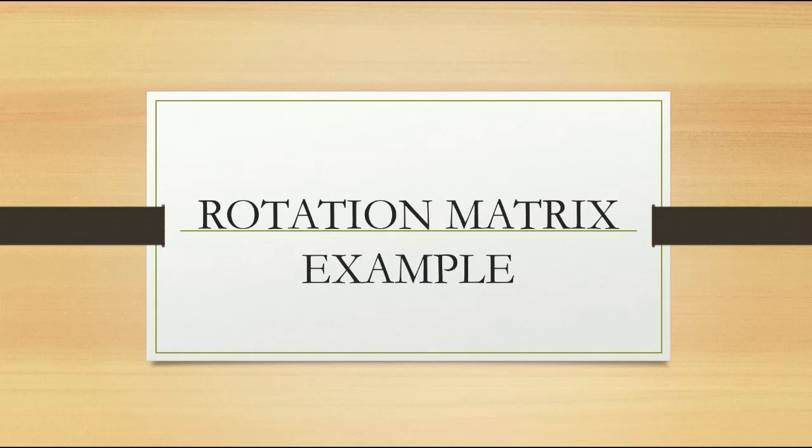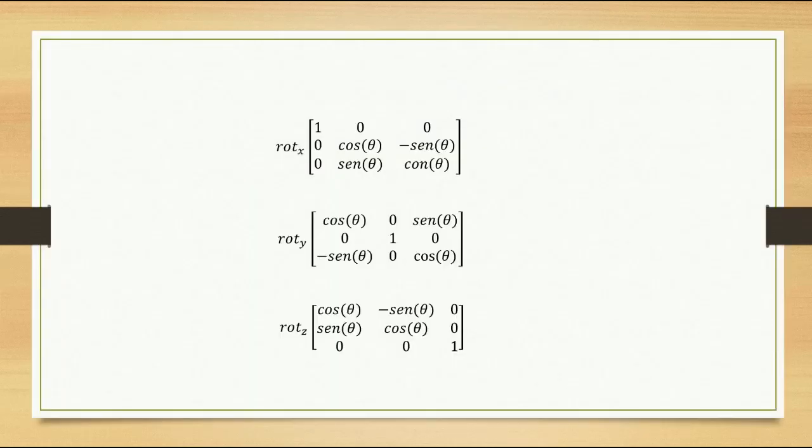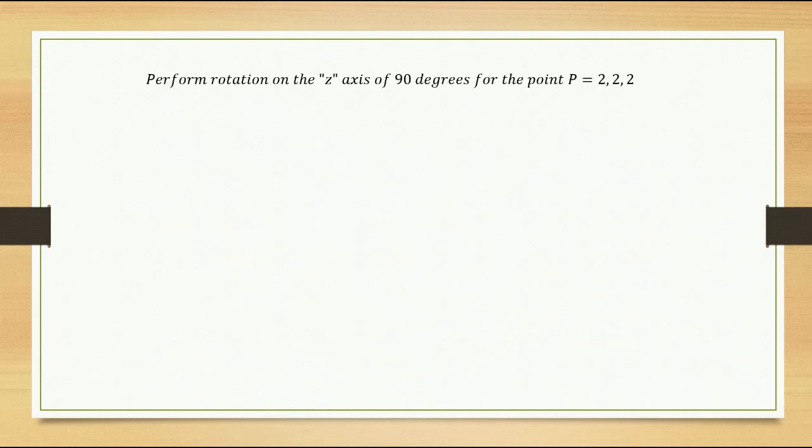Rotation matrix example. The rotation matrices that we use are those of x, y, and z. Before starting, we must know that a rotation matrix helps us to know in which coordinates a point will remain after making a rotation. Then, an example of its application will be the following statement: perform a rotation about the z-axis of 90 degrees for the point P, 2 in x, 2 in y, and 2 in z.